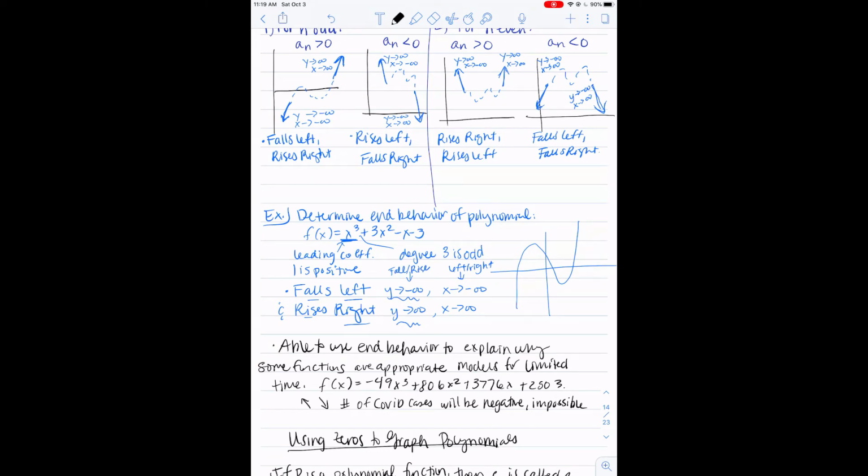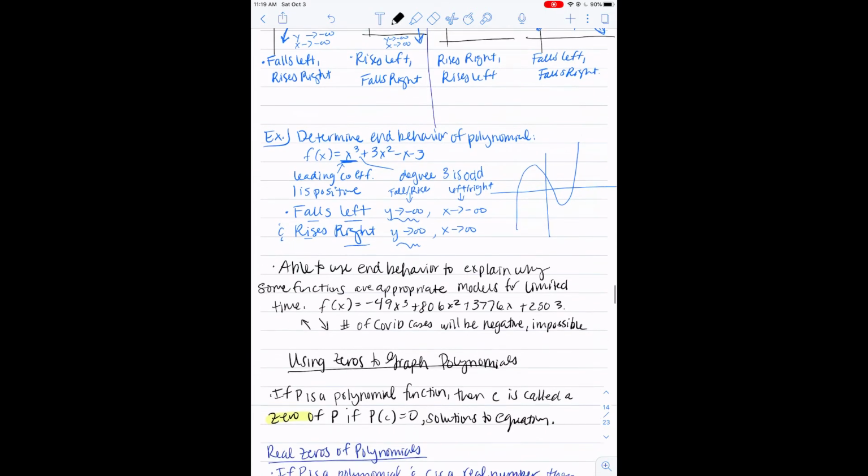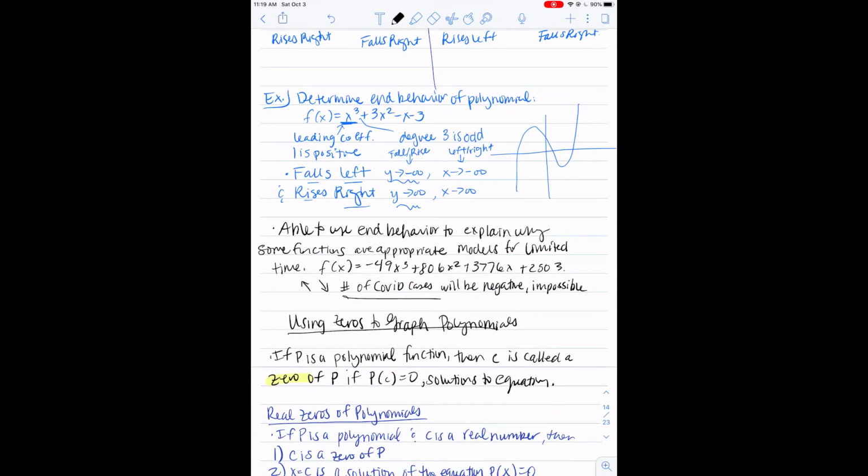So this is like saying as x increases, the number of COVID cases will be negative, which we know is impossible. We can't have a negative number of COVID cases, because there would just be no more COVID cases. So this model is appropriate only for a limited amount of time.